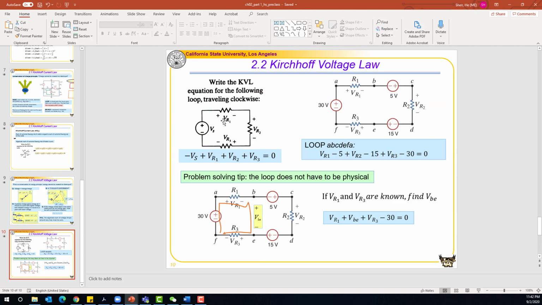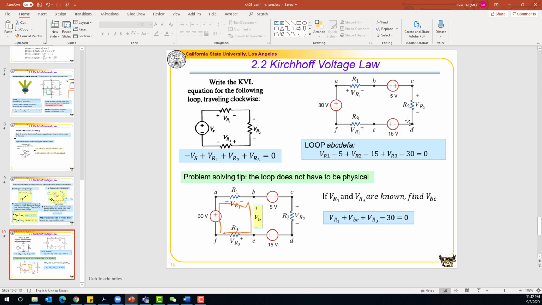Let's look at this example. If we want to write a KVL equation for this single loop circuit, started from here, it will be the voltage drop on this resistor VR1, plus the voltage drop on this resistor VR2, plus the voltage drop on this resistor VR3, plus the voltage drop on this source. Since it's an increase, it will be negative Vs. So it will be written like this: negative Vs plus VR1 plus VR2 plus VR3 is equal to 0.